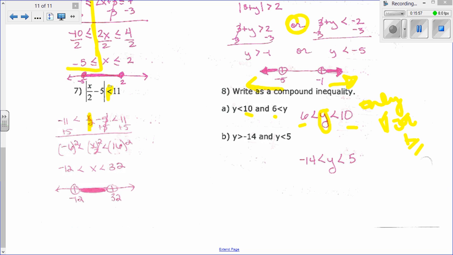Okay, so when you do that, negative 14 is my smaller number. My larger number is 5. I put y in the middle. And since these are both less than symbols, I do less than, less than. If they were less than or equal to symbols, I would have to do less than or equal to for both of them. If there was one of each, then I would make it one of each. It all depends on what's there, what I do with it.